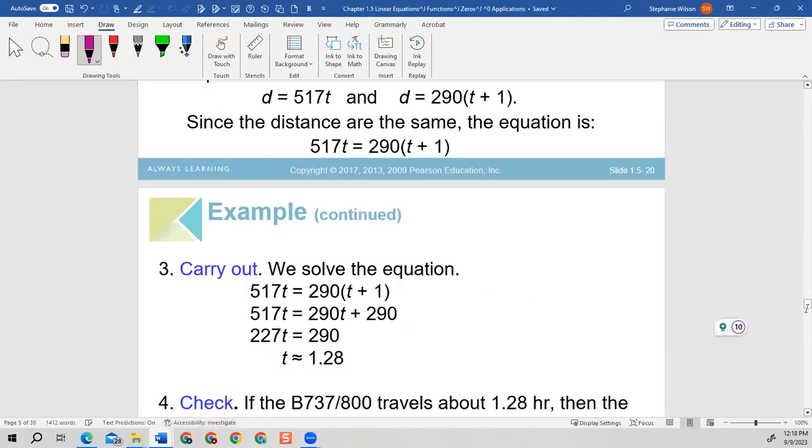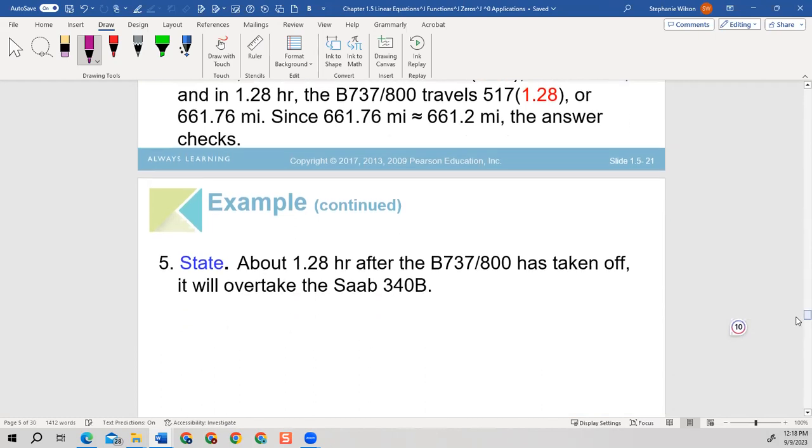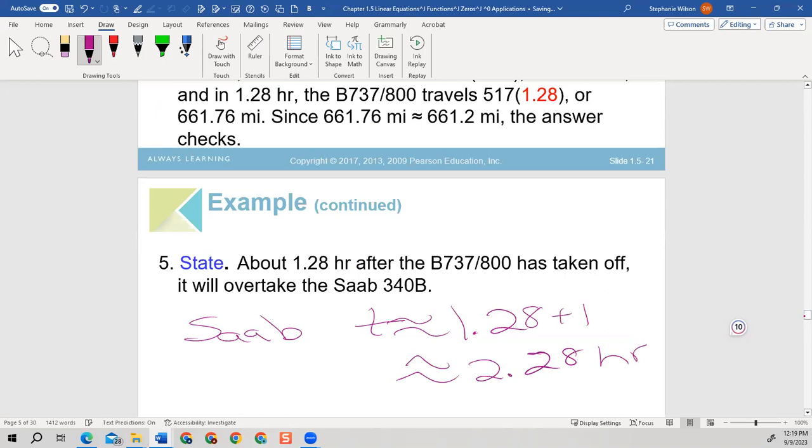Okay, so that tells me the time it took for, let's see which one it actually wanted to solve for, because we could state what it is for both. Okay, the B737. If I wanted to know what it was for hours on the SAA-B, I would add 1 to this here. That would be 2.28 hours for it, and then the B737 was 1.28 hours.